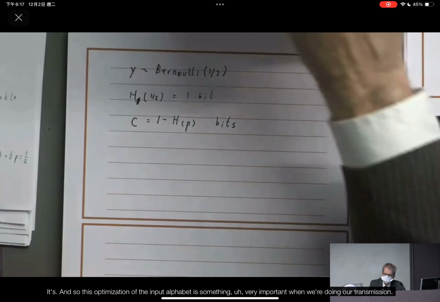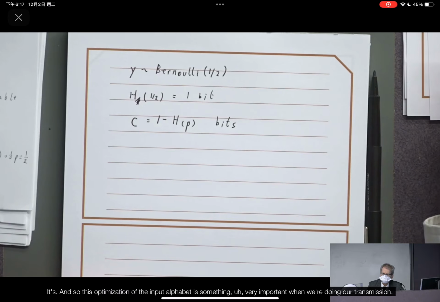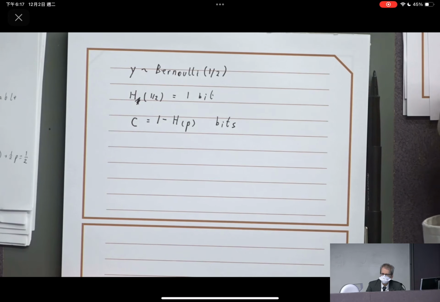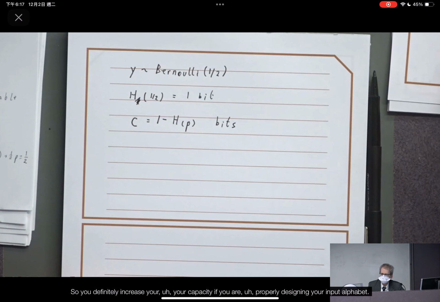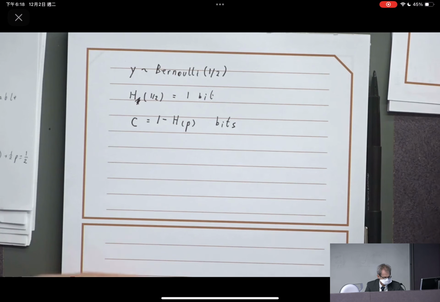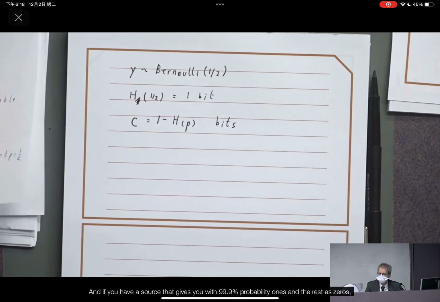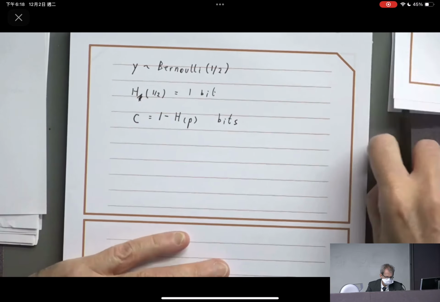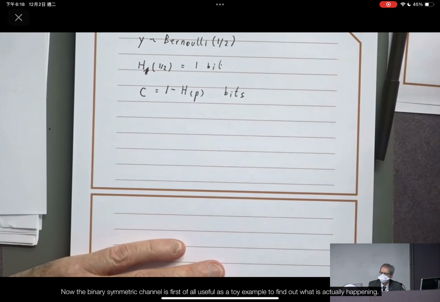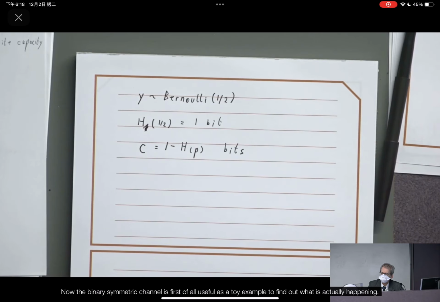Right? So this optimization of the input alphabet is something very important when we're doing our transmission. You definitely increase your capacity if you are properly designing your input alphabet. And if you have a source that gives you 99.9% probability ones and the rest zeros, then you should probably be thinking about some type of source coding that makes it better suited for transmission over a channel.